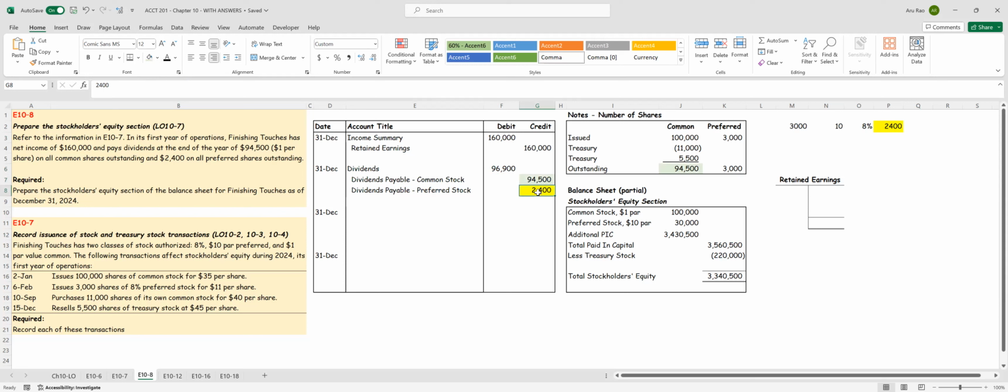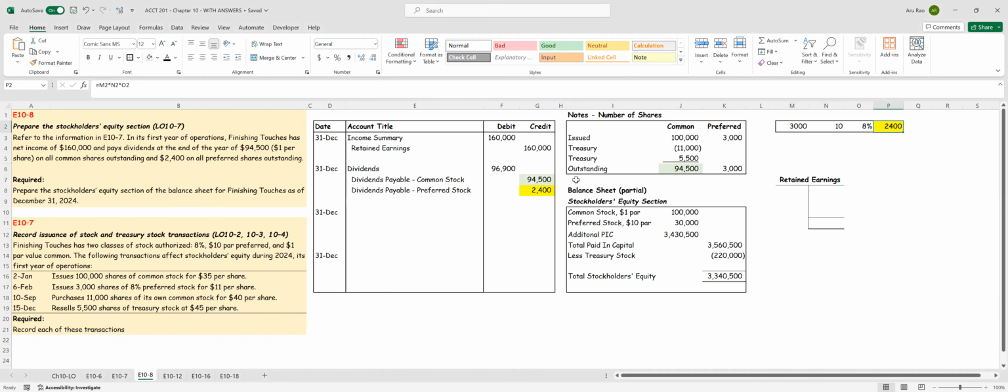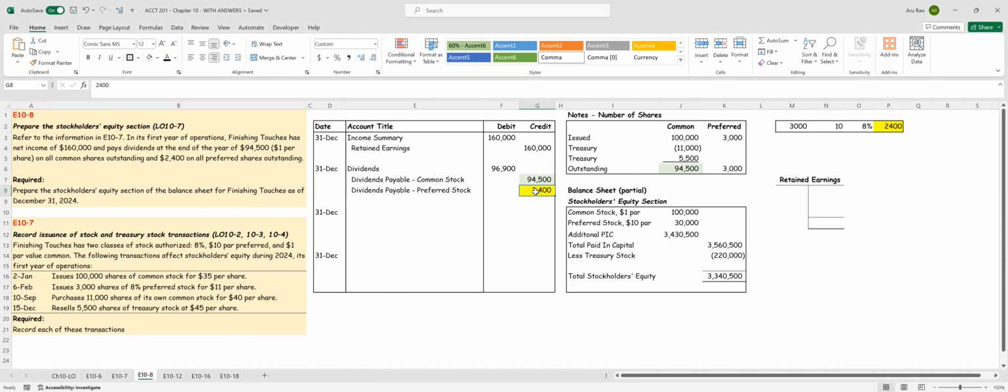Once again, preferred stockholders, we said we would give them 8% of par value. That was predetermined. That's this calculation that we have over here. 8% of par value, $2,400. In this exercise, they told us you're paying $2,400. We didn't need to do the calculation, but if needed, we know 3,000, $10 par value, 8% gives 2,400. And dividends are paid only on the shares outstanding. So for common shares, it's 94,500 shares, $1 per share.